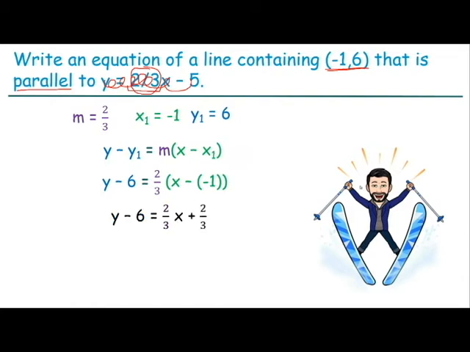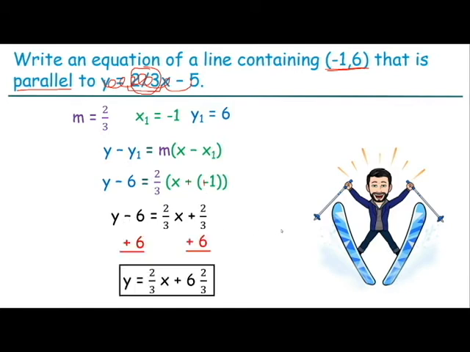Distribute the 2/3. Remember, minus negative 1 becomes plus positive 1, so 2/3 times 1 is 2/3. To get rid of the minus 6, I add 6 to both sides. And there's your solution. That's not too bad, is it? I don't think so. Again, the hardest part is simply recognizing what information you are given. Now that is the first of two things we need to learn today.